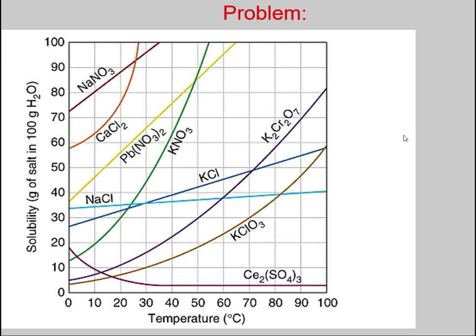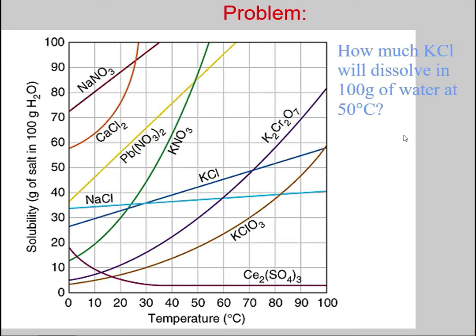So here's another version of the chart that has less on it. A question might be along the lines of how much KCl can dissolve in 100 grams of water at 50 degrees. So we're going to read our graph. We're going to find our 50 degrees and move up to the KCl, and then we're going to look over to the solubility graph and realize that that line intersects somewhere near 42 grams. So what that tells me is 42 grams of potassium chloride can dissolve in 100 grams of water.